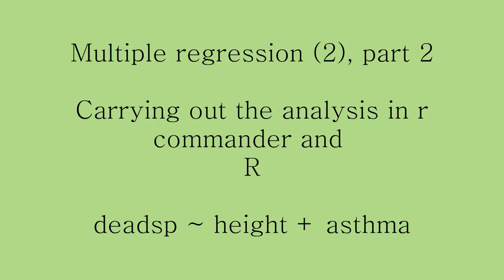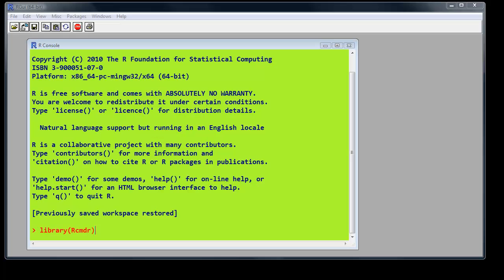Hi, now we continue the analysis using R Commander and R. Remember, what we're doing is creating this model. Dead space is modeled as a function of height plus asthma. So dead space is our output variable, often called the dependent variable, and height and asthma are two independent variables. Asthma being a nominal variable, this can also be called an analysis of covariance.